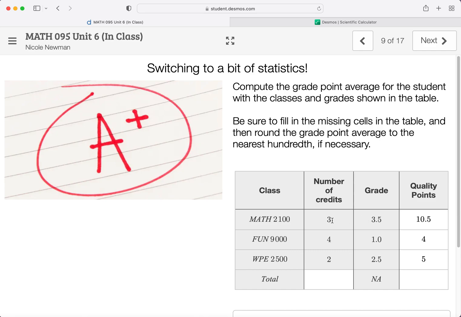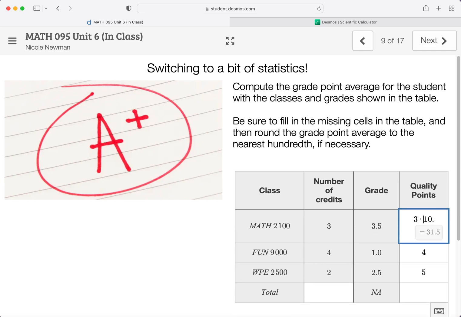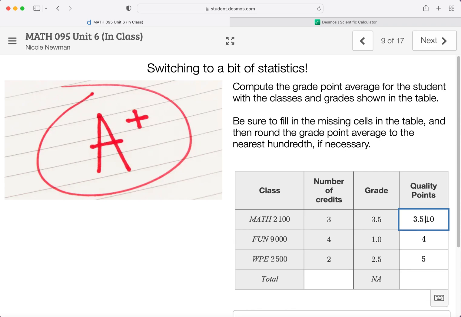But what we end up doing for that is we take the number of credits times the grade in each case. So if we were hanging out here, we would have had 3 times 3.5, and then we get a big old equals, and it should be equal to the 10.5. So we make all of those products. If you do 4 times 1, you'll get 4.